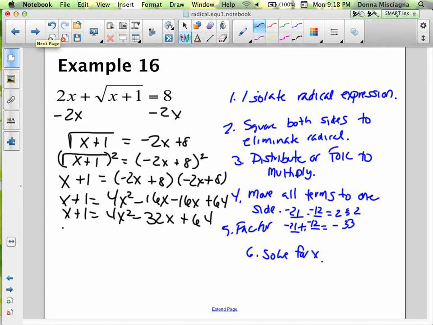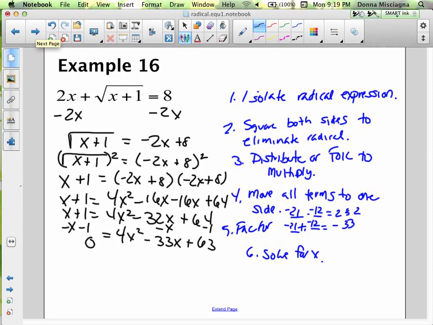All right, so now we're going to subtract everything. Minus x minus 1, so that gives us 0 equals 4x squared. Oh, and so here we're subtracting a negative x, or subtracting x and subtracting 1. So we have 4x squared minus 33x plus 63 equals 0. All right, so let's see if we can solve for x.